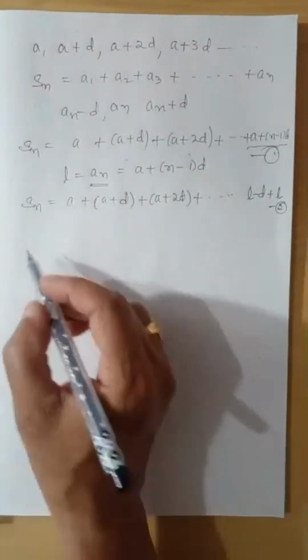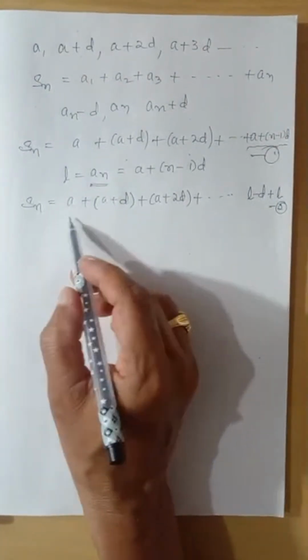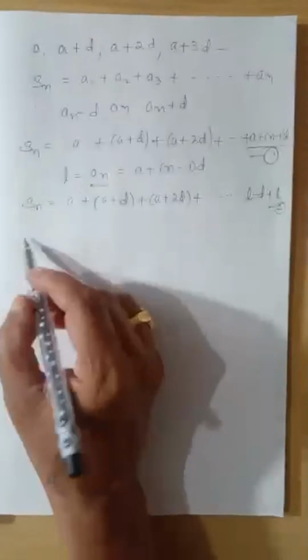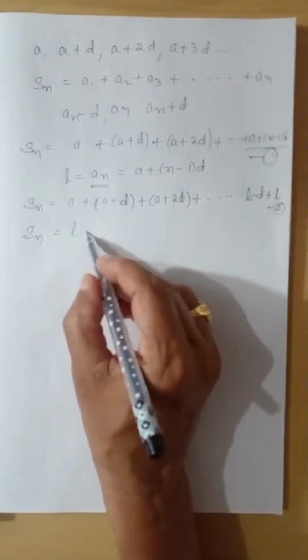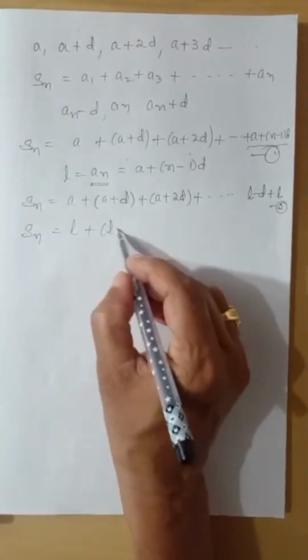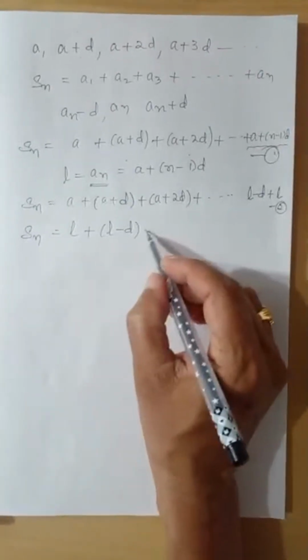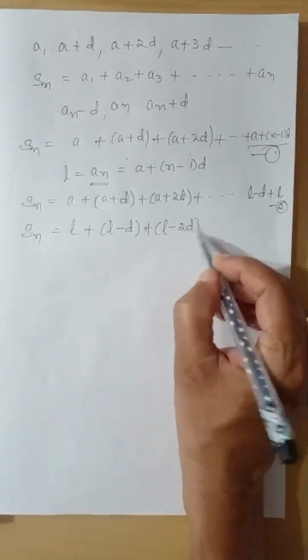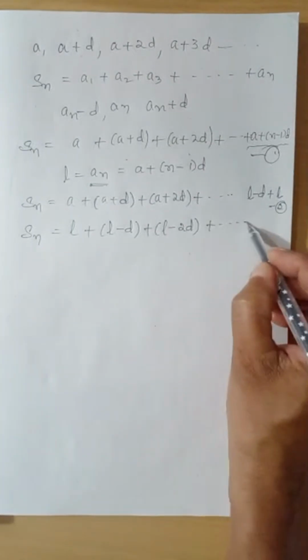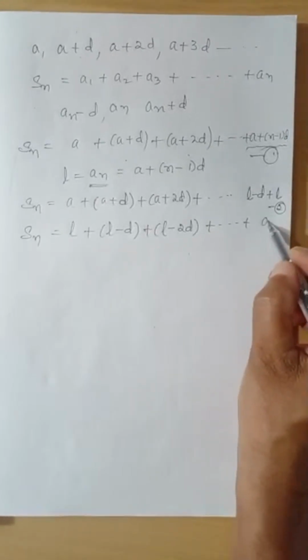Here I wrote equation 2 in increasing order. Now I want to write this one in decreasing order. Here l, its preceding term is l minus d, its preceding term is l minus 2d, plus dot dot dot, plus a.